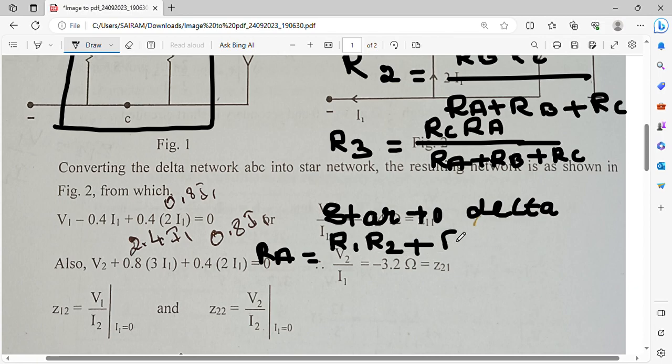Don't think about that and just learn the formula and just try to apply it and get the resultant, right?